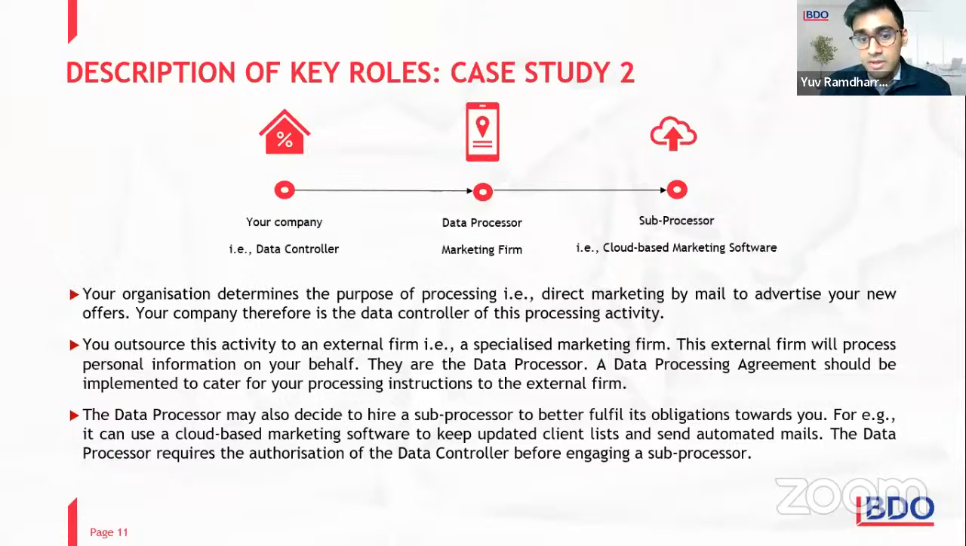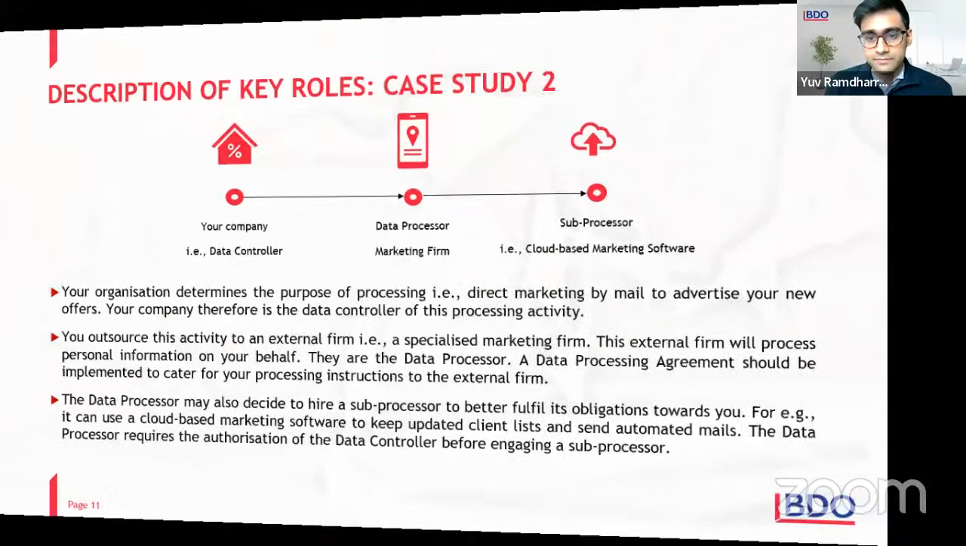And as I mentioned, before using the services of the sub-processor, the data processor needs to have the authorization from the data controller. And the sub-processor is also going to be part of the data processing agreement, which is between the controller, the processor, and the sub-processor. Okay, so that was a bit to give you more insight about the roles of the controller, the processor, and the sub-processor in practice. So how does it work on a day-to-day basis?